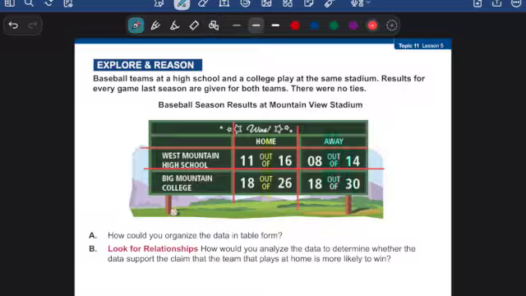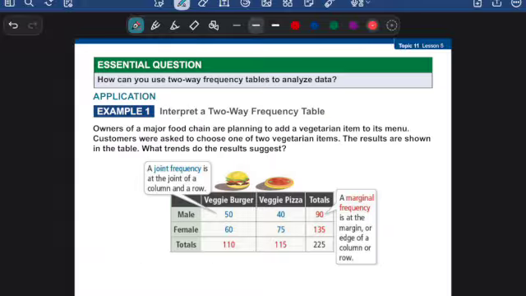We would just need to add totals over here and a total here, and then we would have our complete two-way frequency table. And then we could compare percentages of games won at home and games won away, and then we could even compare percentages of home games between the high school and the college and percentage of away games won between the high school and the college. So there's two ways we can look at it: comparing them along one row or comparing in the columns. So how do we use two-way frequency tables to analyze data?